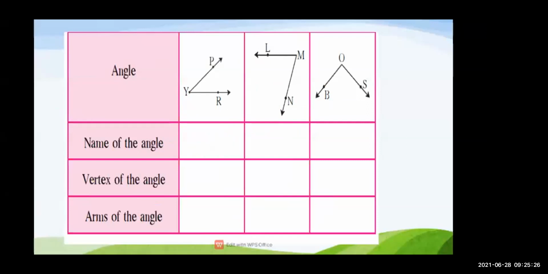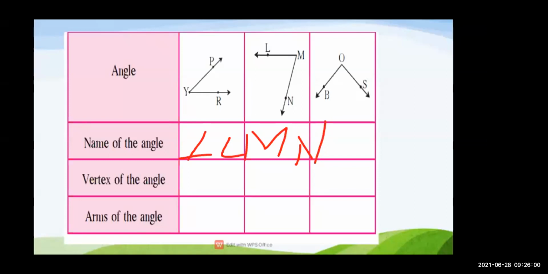Now, next, the second sum, you are going to tell me the answer. Here first, what is the name of the angle? Very good. Everyone is giving the right answer. The name of the angle is angle LMN. But first you will write the symbol of angle, then LMN.